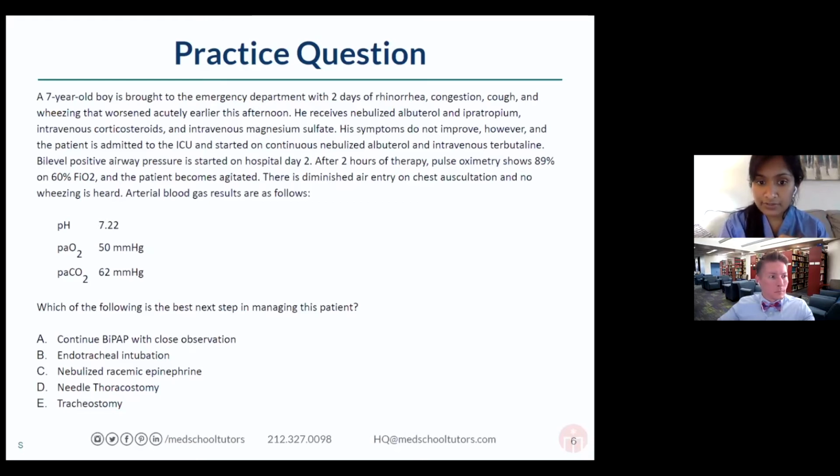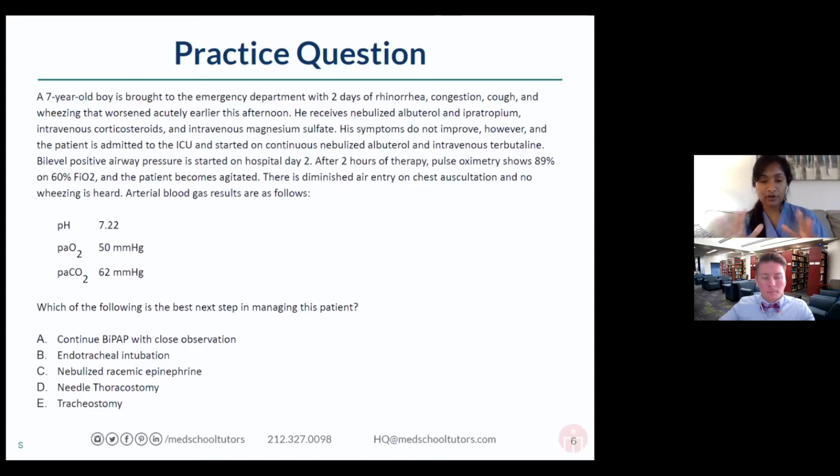Then ABG results, 7.22, okay, so I'm very concerned about this patient's blood gas already. PaO2 is 50 and PaCO2 is 62. Okay, so now we're looking at a hypercarbic picture. And so now they're asking us what's the best next step in management.